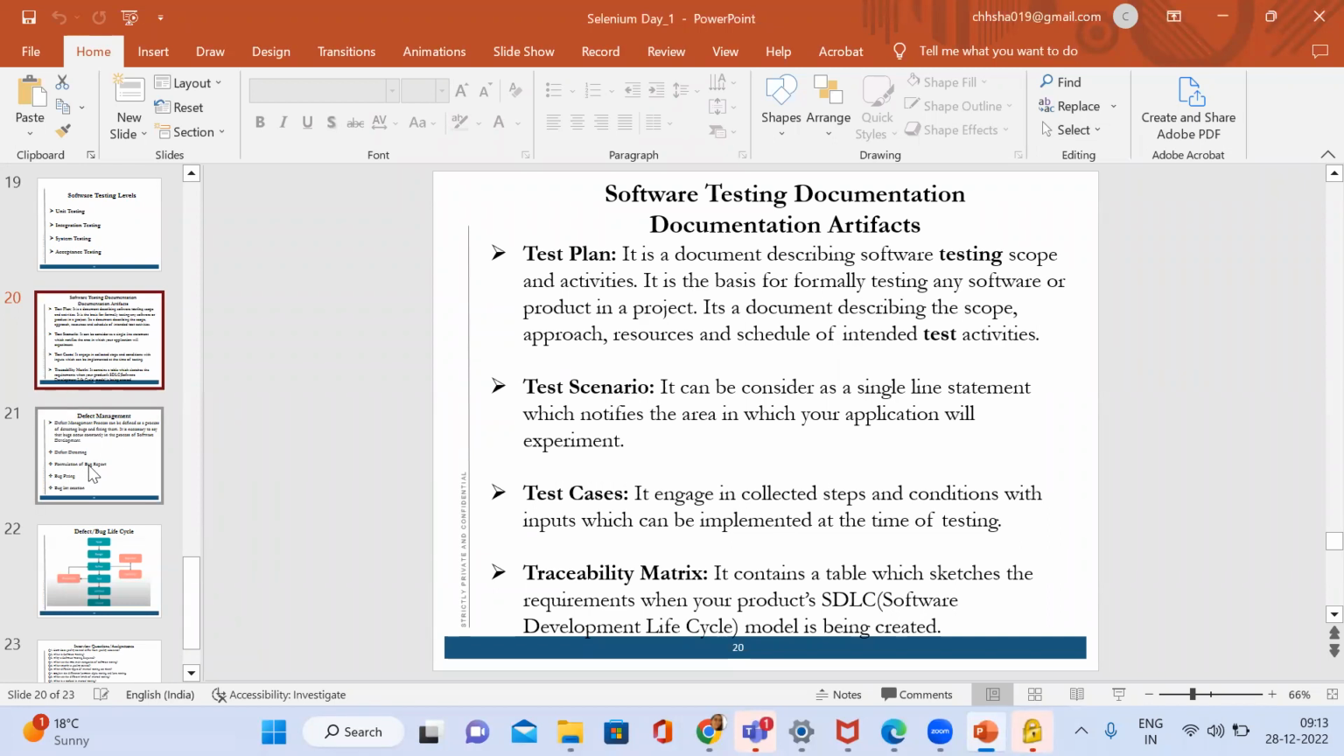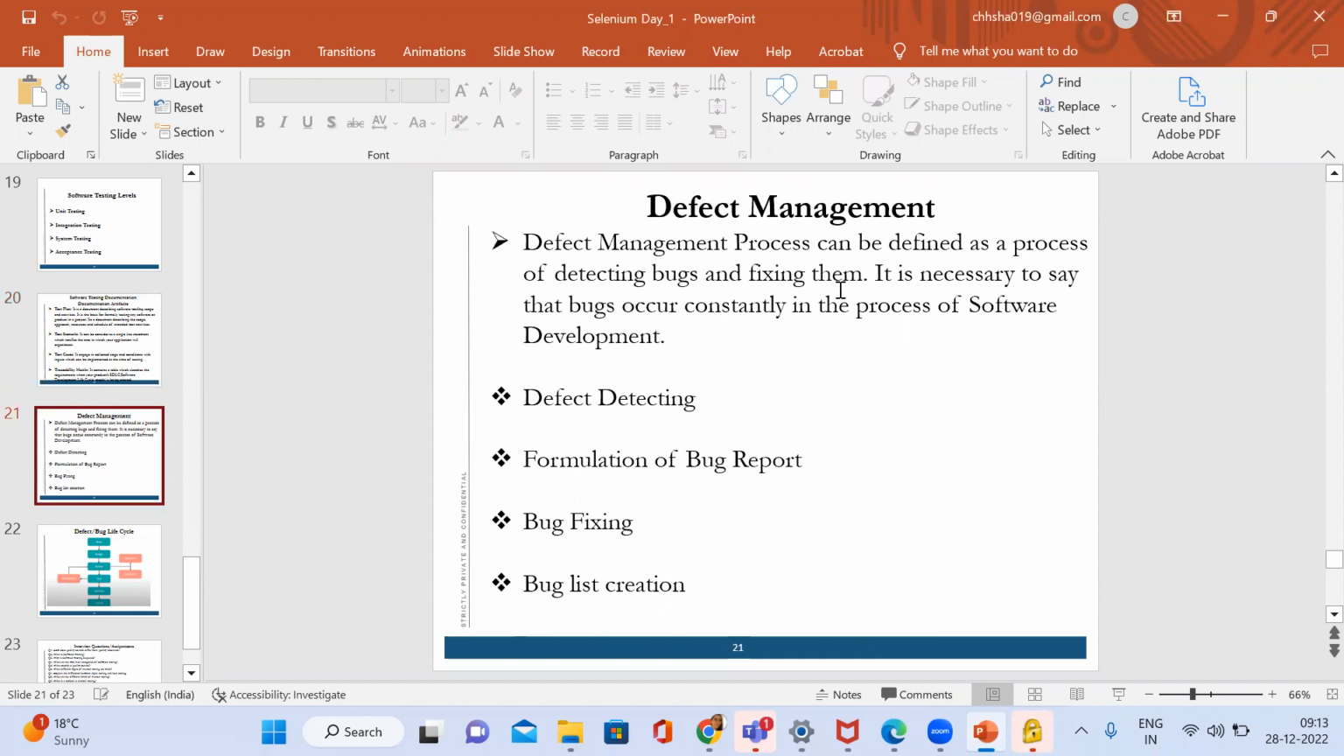Okay, so can we move on to the next topic, which is defect management? What is defect management? Defect management is a process. When we are detecting a bug, or when we are fixing a bug, it is necessary to say at which point of time the bug occurs, so you should document it. There are a few things you should remember and document for a defect, like defect detection.